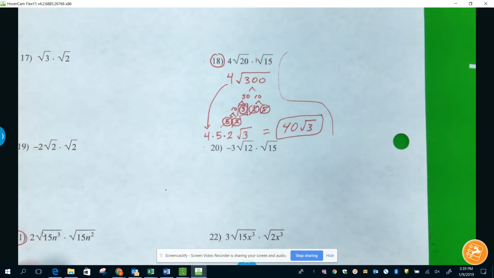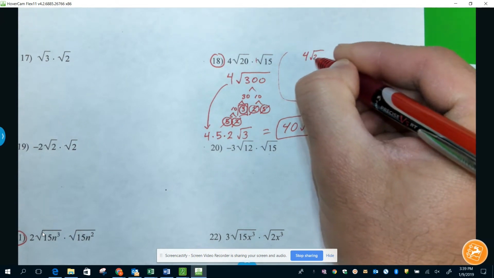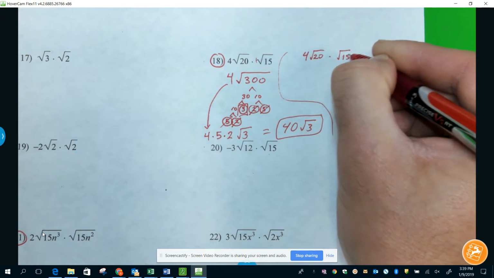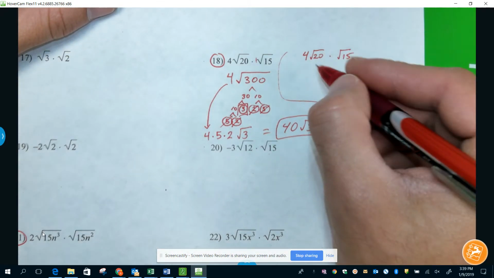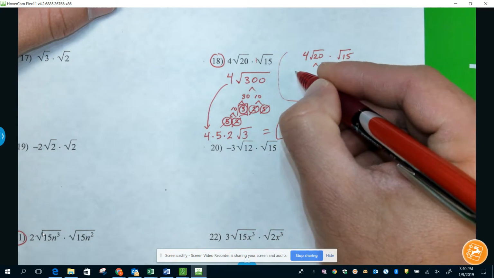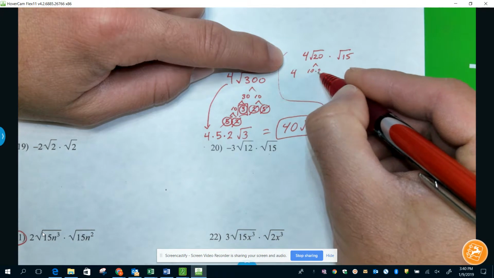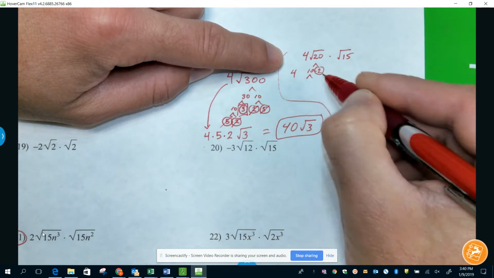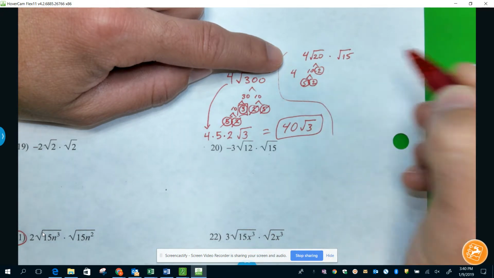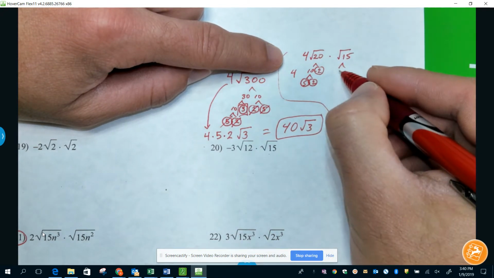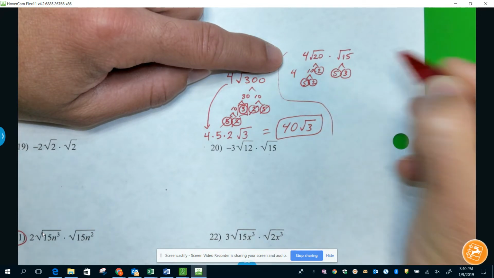The other way we could do that is I'm going to rewrite the problem: 4 square root 20 times square root of 15. The other way is similar, except here we don't multiply our 20 times our 15. We just break down our 20. So I've got a 4 on the outside. Prime factorization for 20: 10 times 2. 2 is prime. 10 breaks down to 5 times 2. Both of those are prime, so we'll circle both. Break down your 15 as well: 5 times 3. Both of those are prime, so we'll circle both.